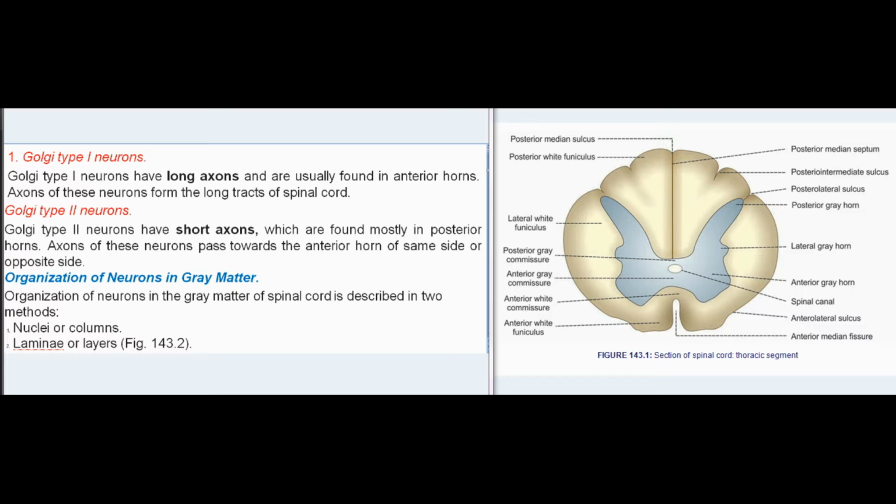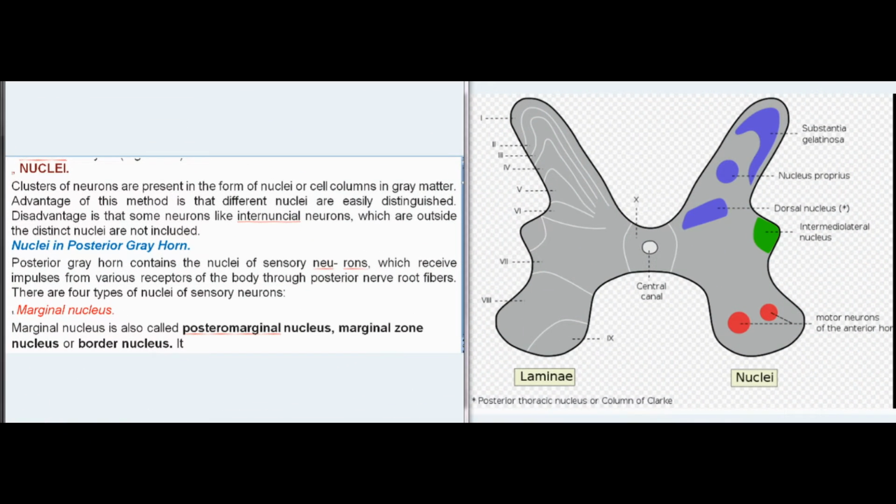Organization of neurons in gray matter. Organization of neurons in the gray matter of spinal cord is described in two methods, nuclei or columns, and laminae or layers, Fig 143.2. Nuclei. Clusters of neurons are present in the form of nuclei or cell columns in gray matter. Advantage of this method is that different nuclei are easily distinguished. Disadvantage is that some neurons like internuncial neurons, which are outside the distinct nuclei, are not included.